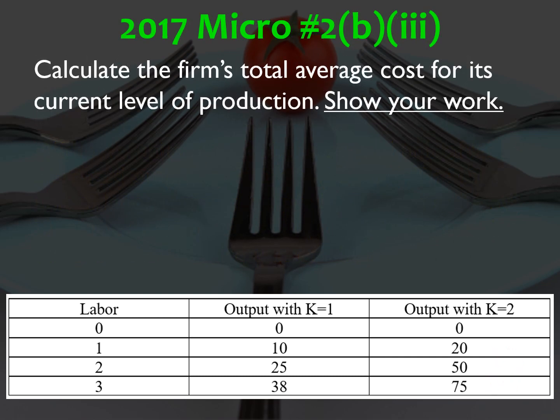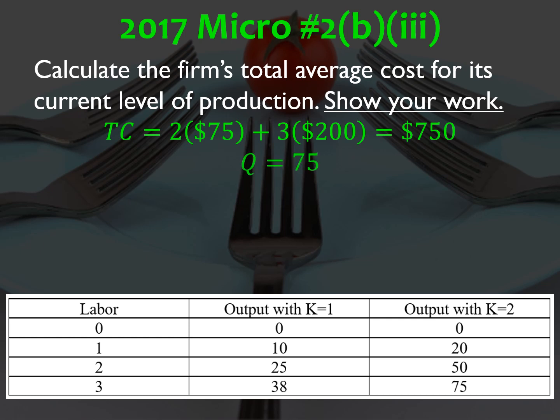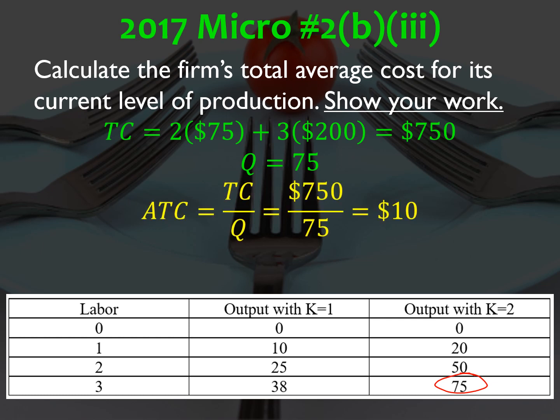B3, calculate the firm's total average cost for its current level of production. Show your work. So we're told that at 2 units of capital and 3 units of labor, total cost is $750. 2 units of capital for $75 each, 3 units of labor for $200 each, $750. You're told that the level of output is 75 units. So total cost divided by quantity is the average total cost. $750 divided by 75 equals $10 average total cost.